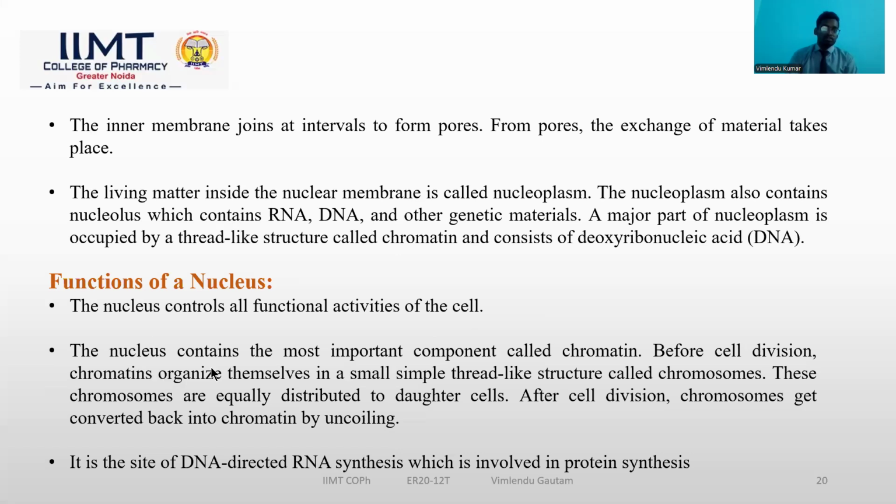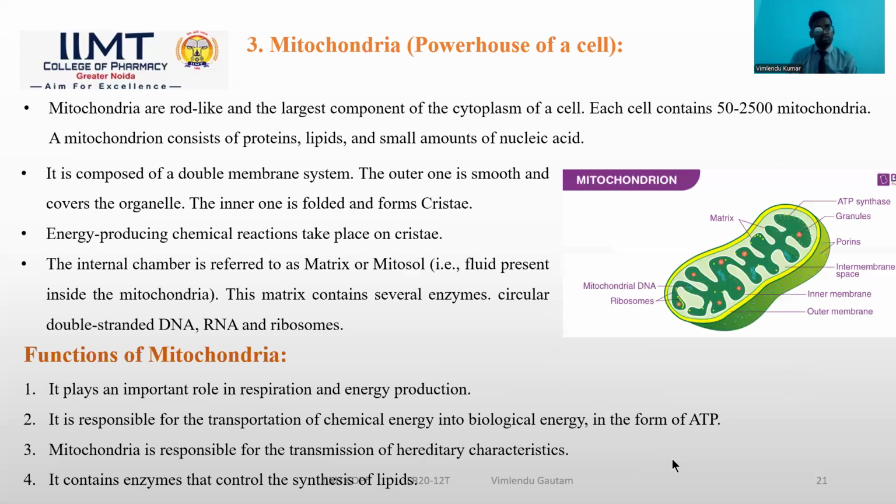The nucleus contains the most important component called chromatin. Before cell division, chromatin organizes itself into small, simple thread-like structures called chromosomes. These chromosomes are equally distributed to daughter cells. After cell division, chromosomes get converted back to chromatin by uncoiling. It is the site of DNA-directed RNA synthesis, which is involved in protein synthesis.